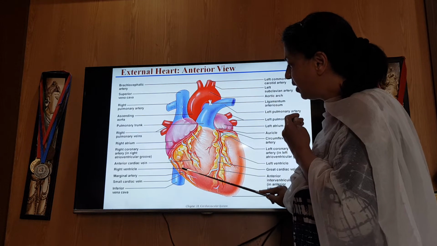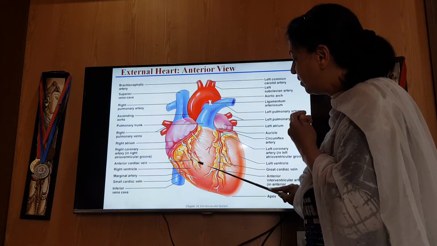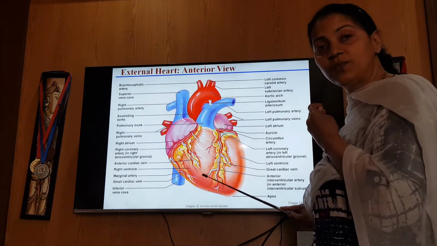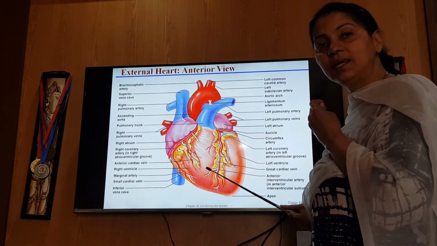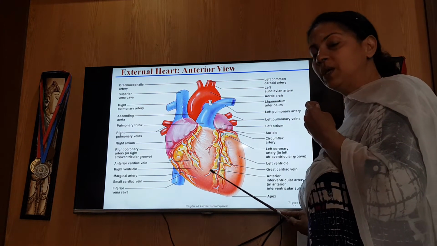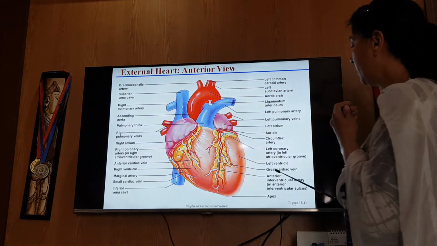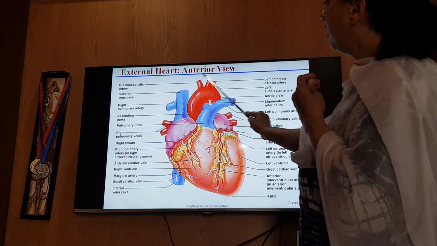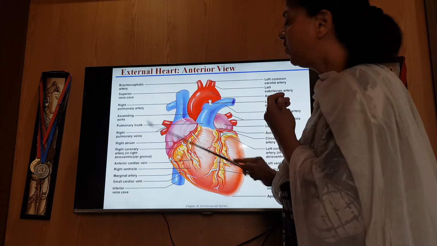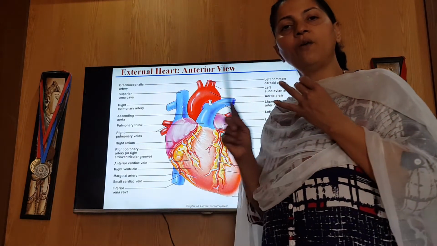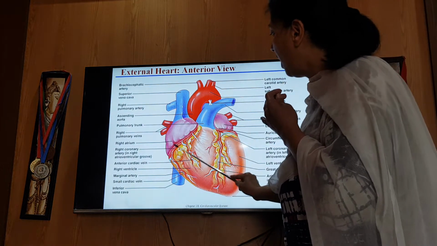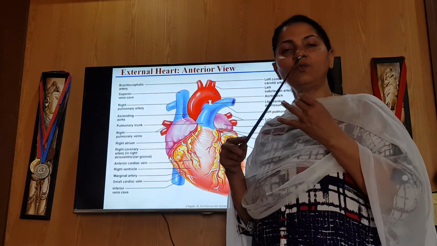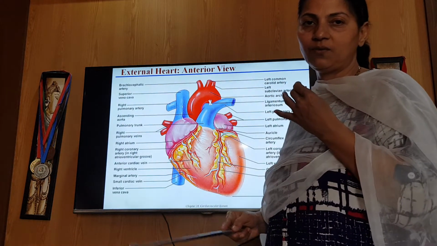So this was the small cardiac vein, this is anterior cardiac vein, and what is this large vein called, which is lying in the anterior interventricular groove? Because it is large, we call it great cardiac vein. Clear? So these were the large blood vessels which were coming towards the heart and going away from the heart. These were the arteries which were supplying the heart and the veins which were draining out the blood of the heart itself.